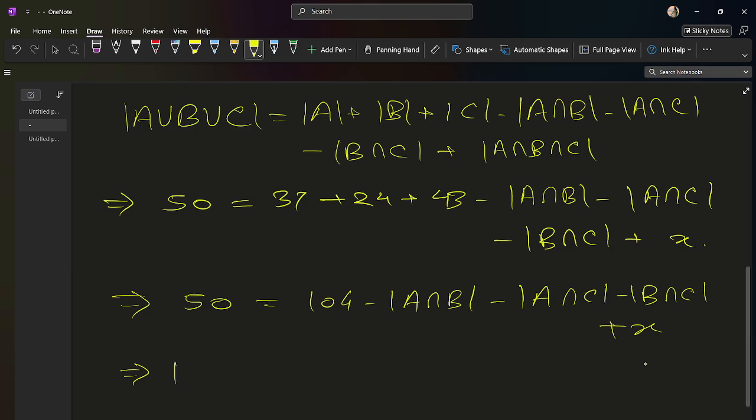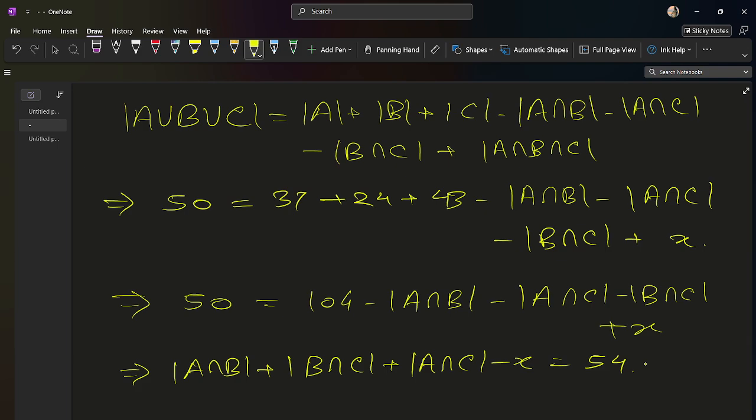Okay, so the intersection of these things equals 54 minus x, or sorry, yeah, this minus x equals 54.